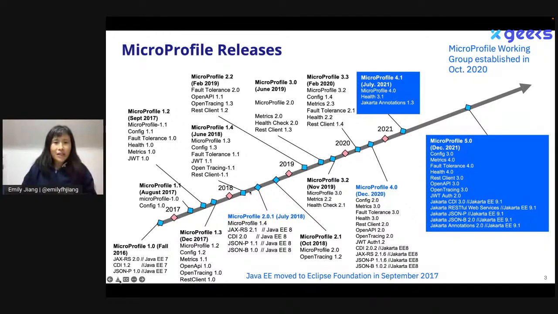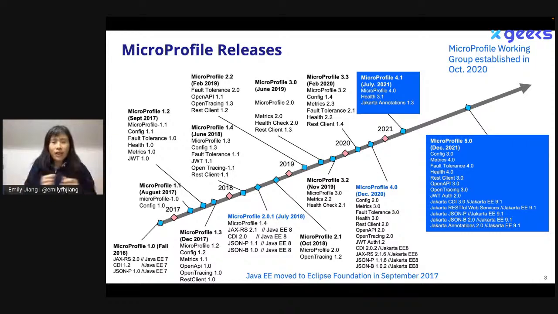As you can see, each year until 2020 we had 3 releases per year. In 2020, because MicroProfile was so popular, there was a need to establish a working group. So in October 2020 we established the MicroProfile working group, which means MicroProfile has become a standard.